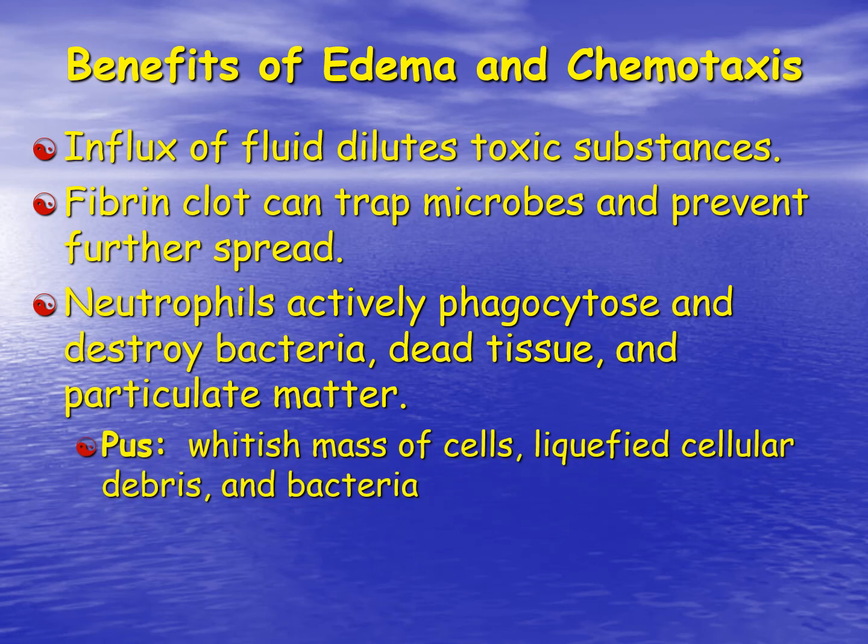Neutrophils are usually going to be dying pretty quickly, and so oftentimes if we have a massive amount of neutrophils, we actually will see the exudate become a pus. The pus exudate is a whitish mass of dead and dying neutrophils, liquefied cellular debris, dead and dying bacteria.